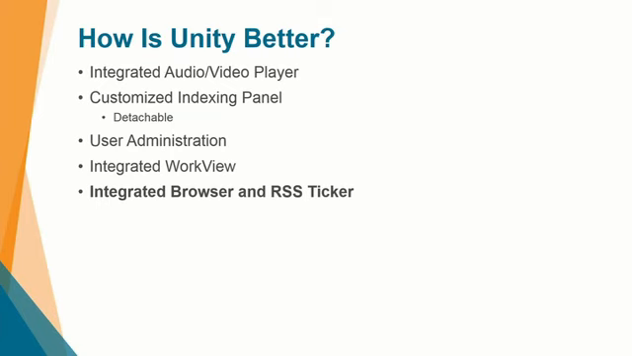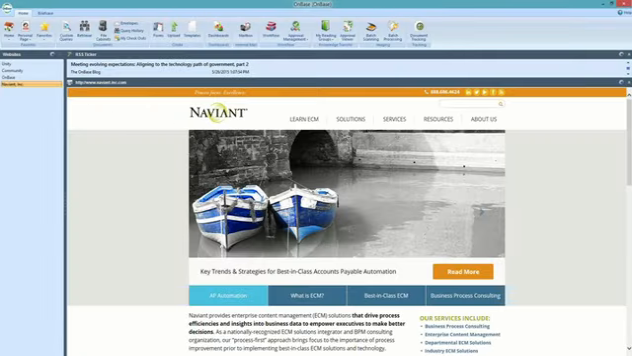The Unity client also has an integrated browser and an RSS ticker. So this could be set up as your default page, where it might take you to a customer portal or your internal portal. In this case, I've added Naviant's website as my landing page here. This is now, I don't want to call it a fully functional web client, but you can click on things inside the web page that you happen to see to allow you to navigate. You just don't have the ability to navigate to a different URL by typing www.google.com or something like that.